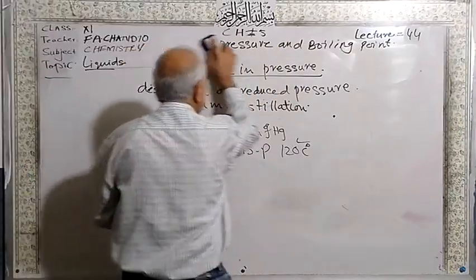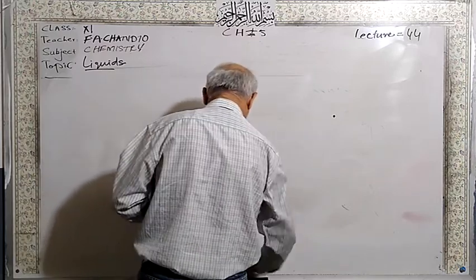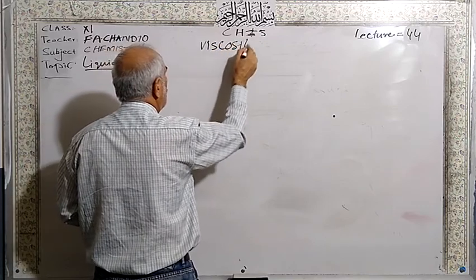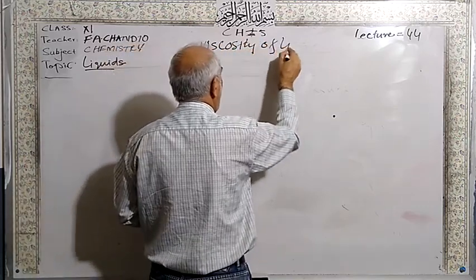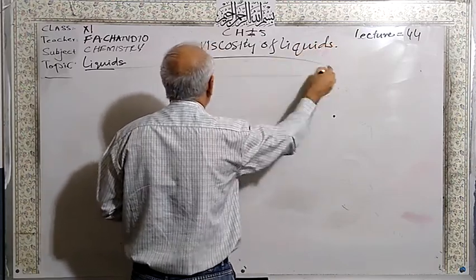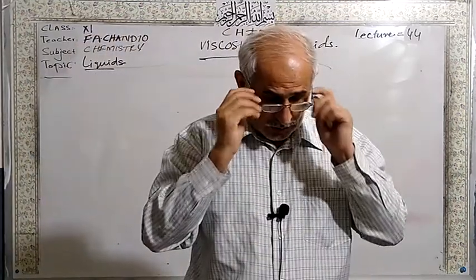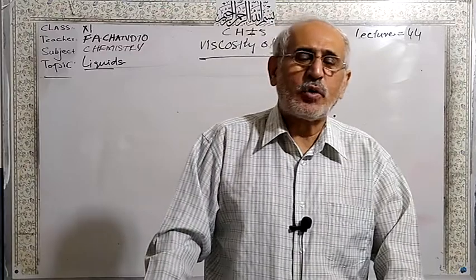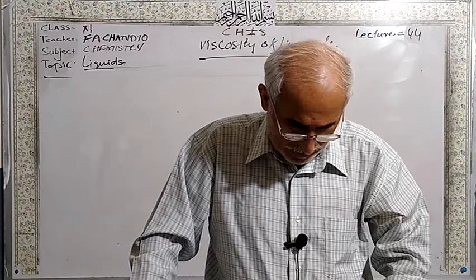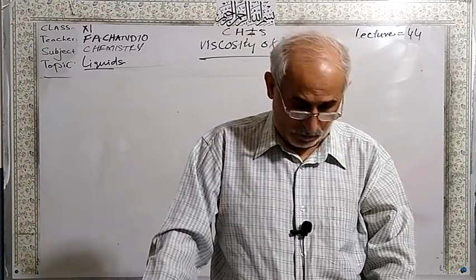Viscosity. Viscosity of liquids. The rate of flow of a liquid is called viscosity. The liquid's resistance to flow is called viscosity.